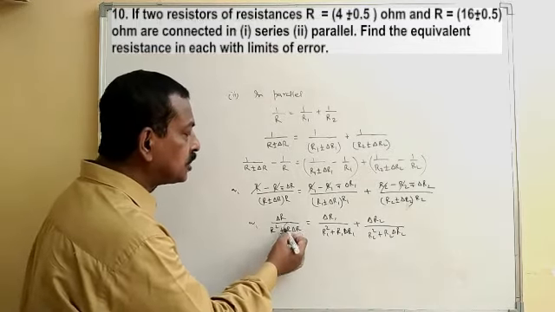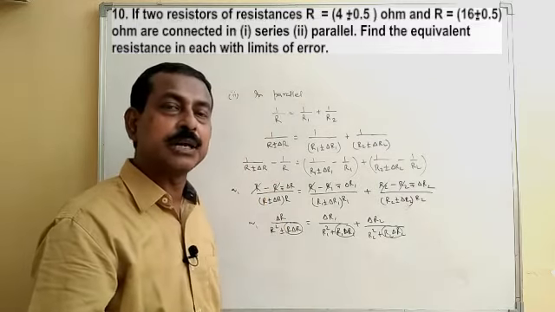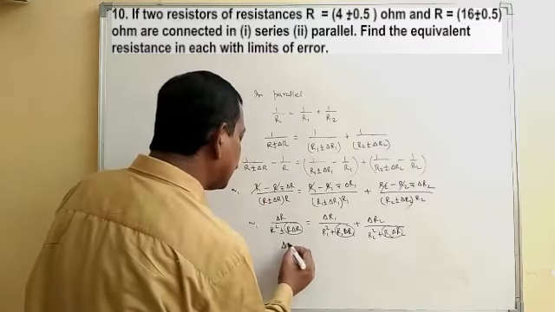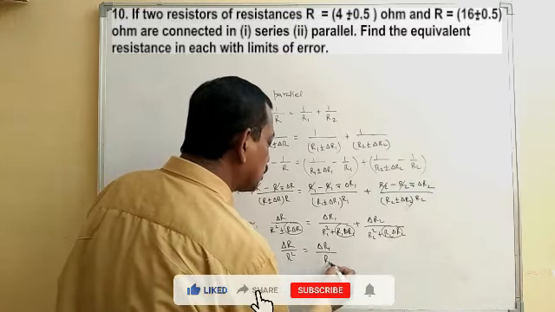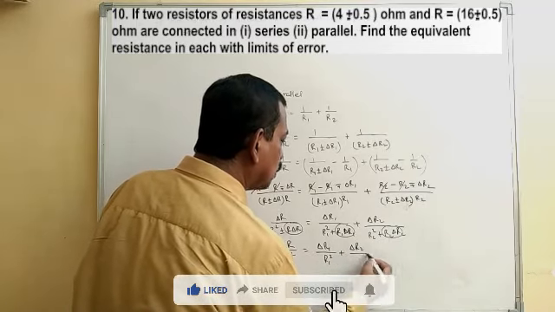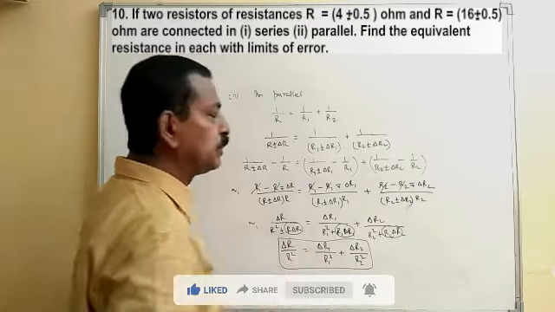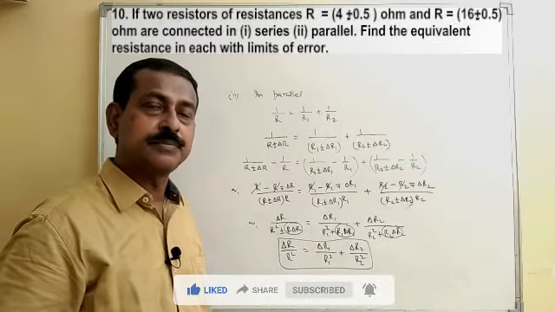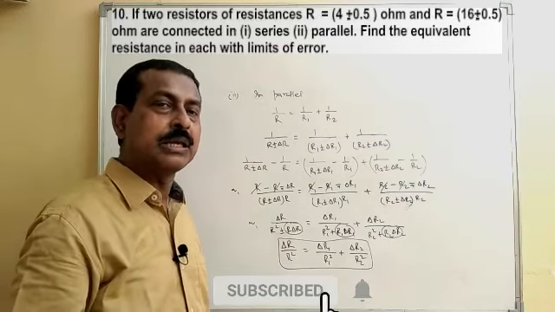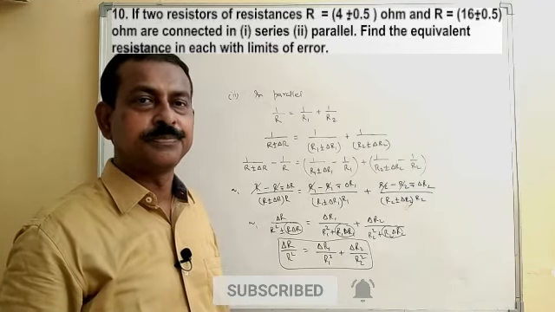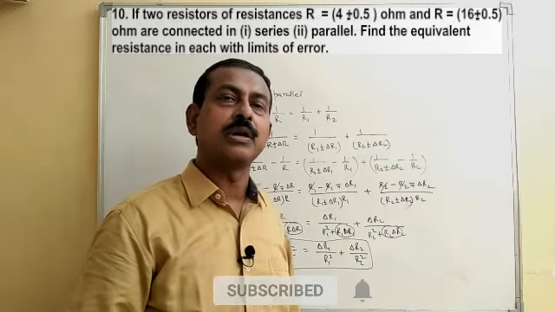Now if you neglect these terms, because these terms will be small as compared to the term with which they are being added, what you will get is delta R by R square equals delta R1 by R1 square plus delta R2 by R2 square. This is exactly the same expression which we have obtained using calculus. So you can derive this expression even if you don't use calculus. So this is the discussion of a few numericals on error analysis.